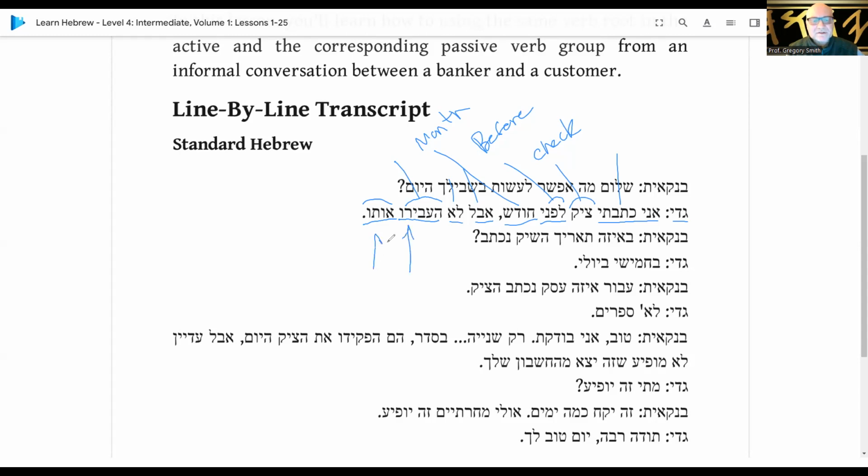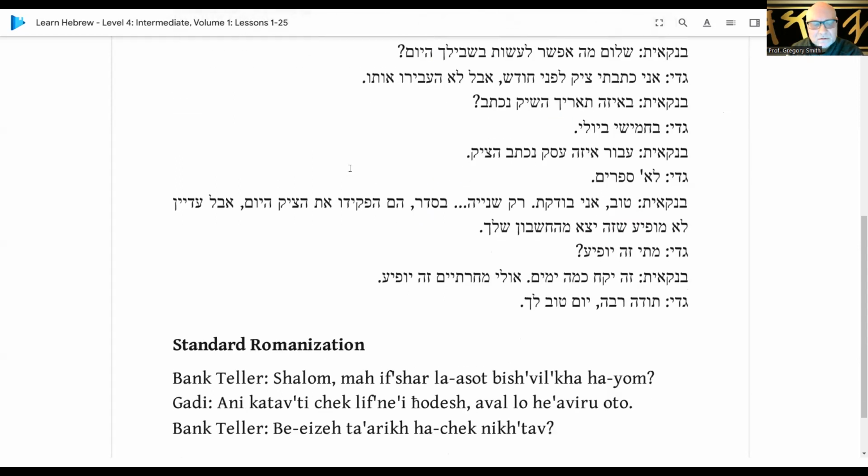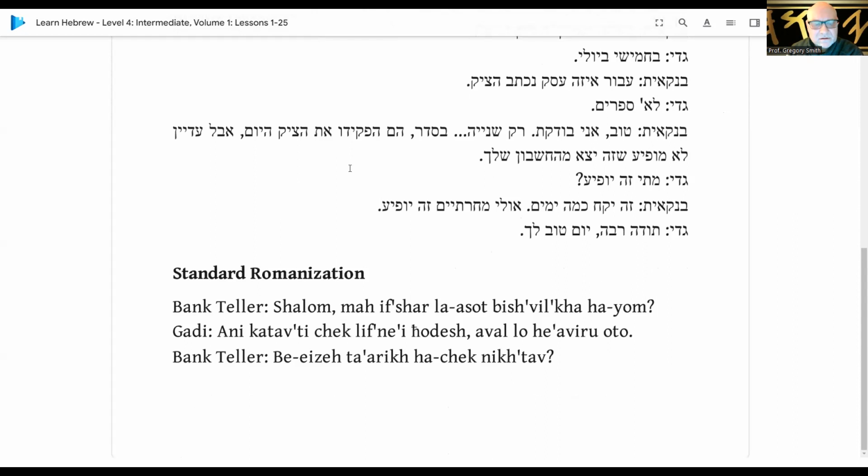Okay, so just by itself, it's moved it. So it could be, let's see, I wrote a check before the month, but it hasn't moved. Now this one I want to double check and see what the translation is they have, just to get an idea what's going on here.